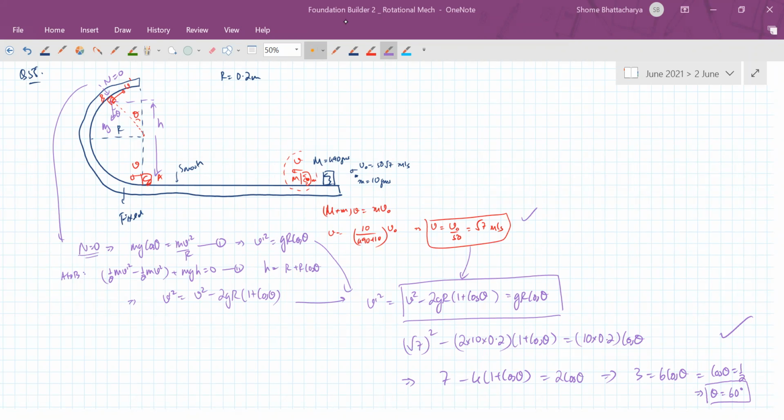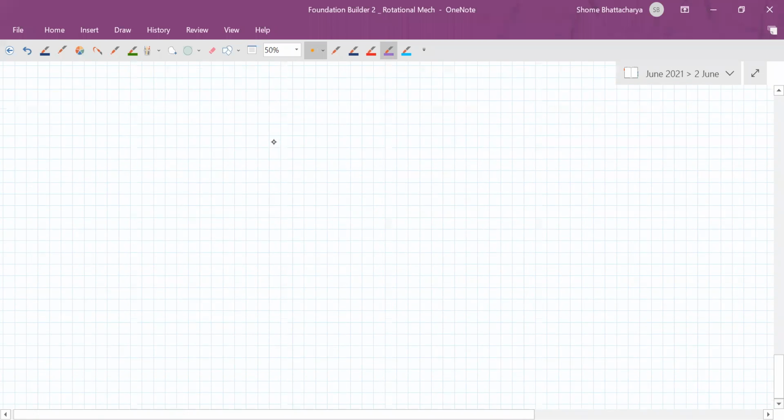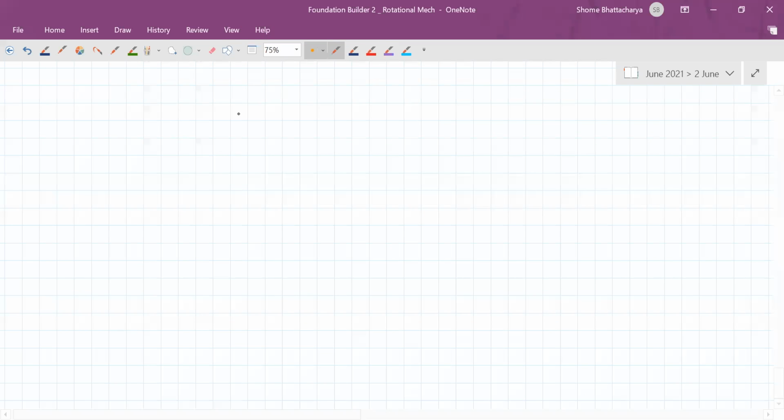Okay, so now I hope it's clear up to this point. Okay, now the last part of the motion, from B till it hits the ground again. So we have to solve that.